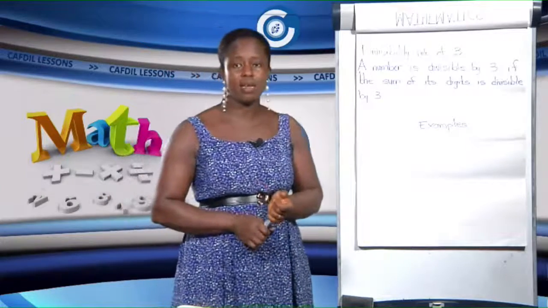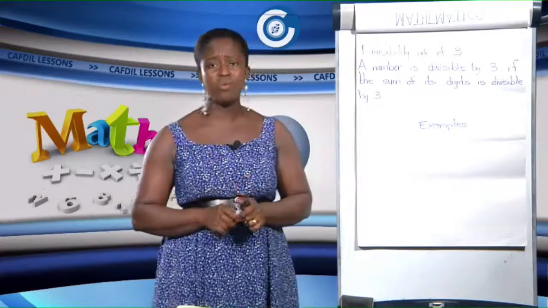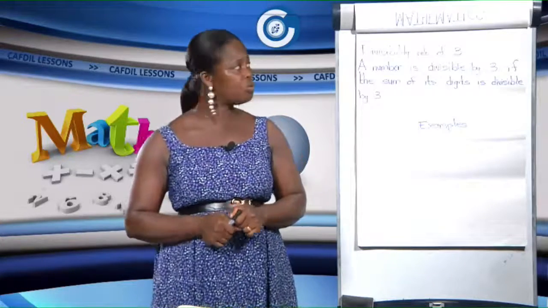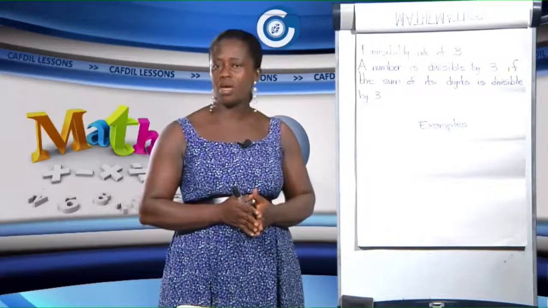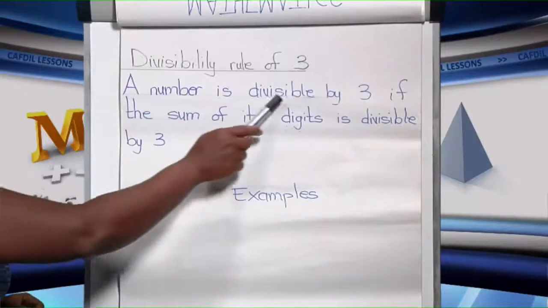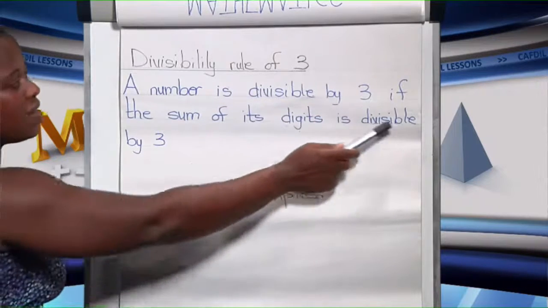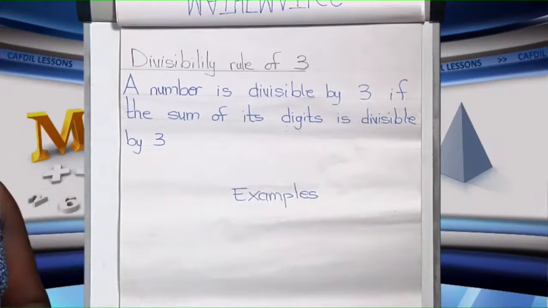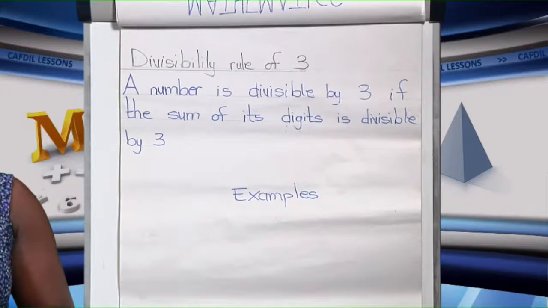Before you can determine or say that this number is divisible by 3, there is a rule that you must follow, and this rule is the divisibility rule of 3. And what does it say? It says a number is divisible by 3 if the sum of its digits is divisible by 3.